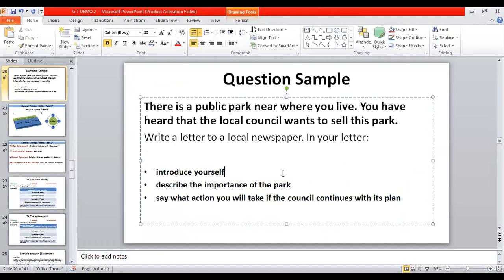Bullet points are: introduce yourself. Bullet point second is describe the importance of the park. Read it carefully. Describe the importance of the park. And the third is say what action you will take if the council continues with its plan. Okay, there are 3 bullet points.